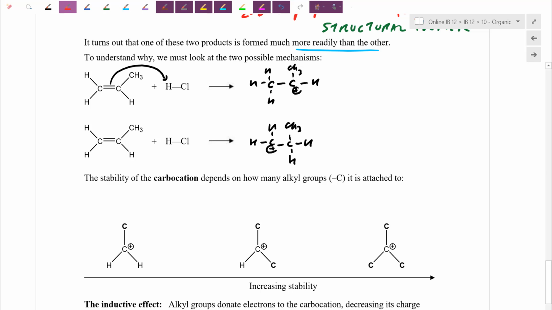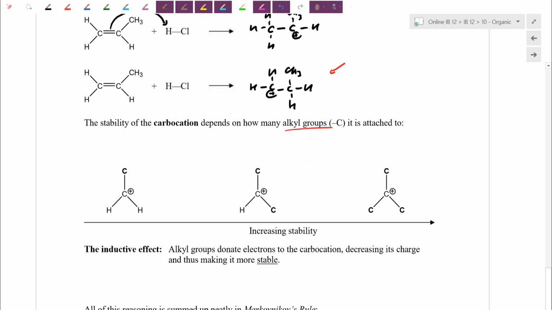So if I can argue for the stability of a carbocation, that's actually going to predict, would this one here be more stable or would this one here be more stable? The stability of a carbocation actually depends on how many alkyl groups, how many other carbon groups are attached to it. This is something called the positive inductive effect. It's a helping inductive effect. Alkyl groups, which are carbon groupings, can actually donate electrons to help stabilize a carbocation.